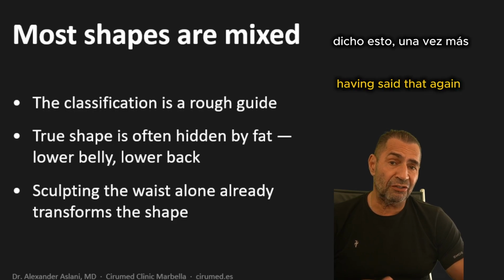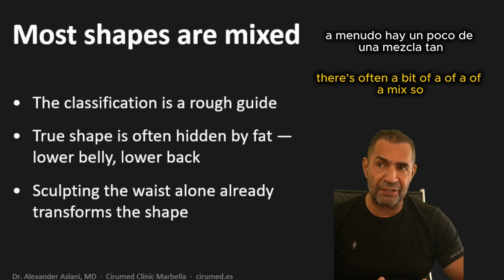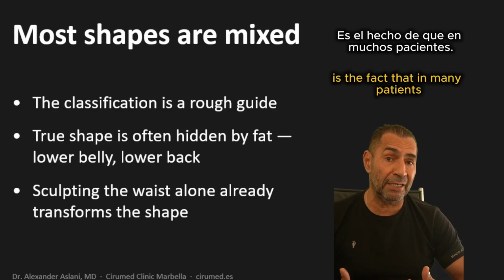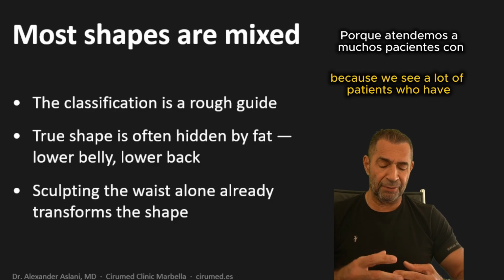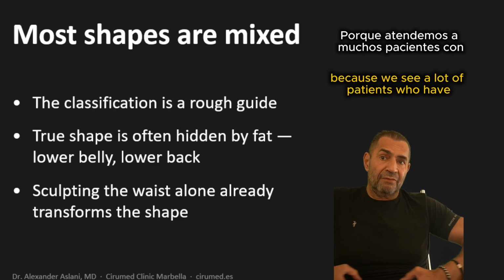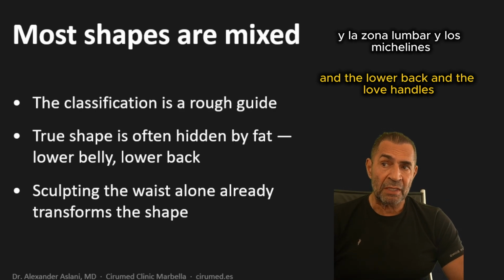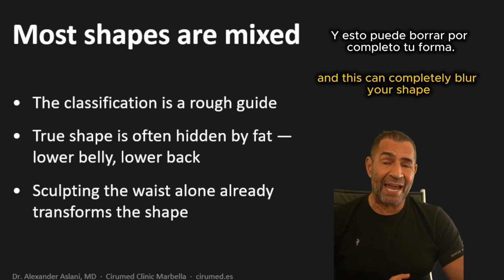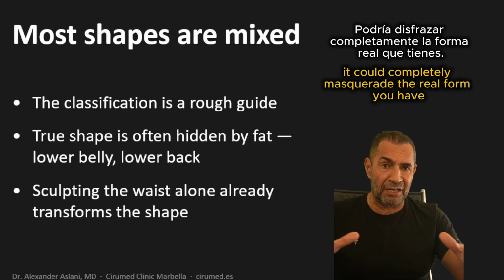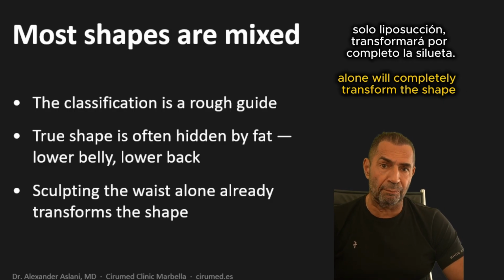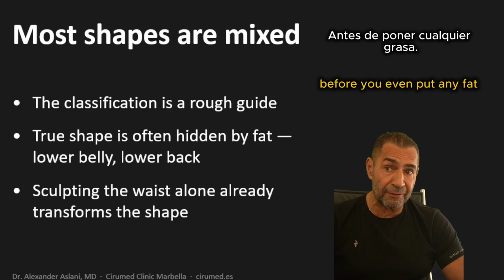Having said that, again, there's often a bit of a mix. So more important than the actual shape is the fact that in many patients, you can't really judge, because we see a lot of patients who have a kind of all-around roll of fat in the lower tummy and the lower back and the love handles, and this can completely blur your shape. It could completely masquerade the real form you have. And in those cases, sculpting the waist by liposuction alone will completely transform the shape before you even put any fat.